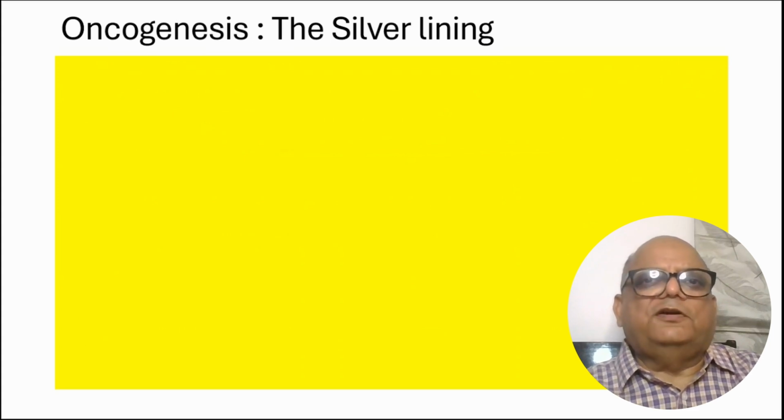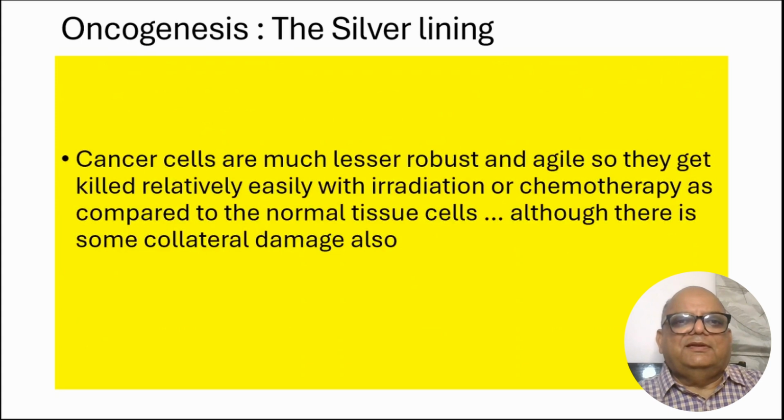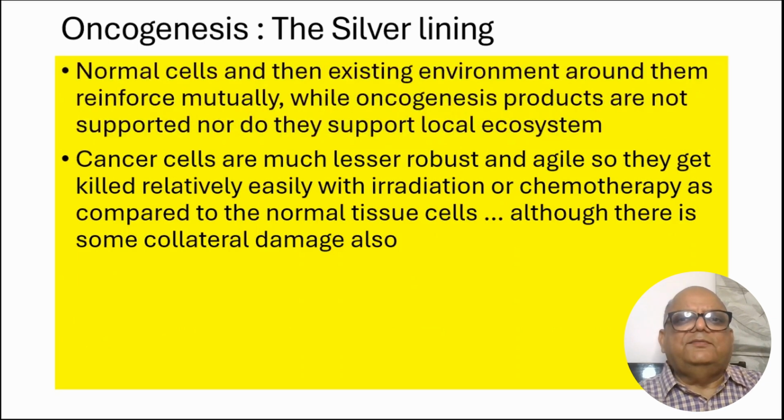However, there is a silver lining in oncogenesis also, that cancer cells are generally much lesser robust and much lesser agile, so that they get killed relatively easily with irradiation or chemotherapy as compared to normal tissues. Although, yes, there would always be some collateral damage, certainly.